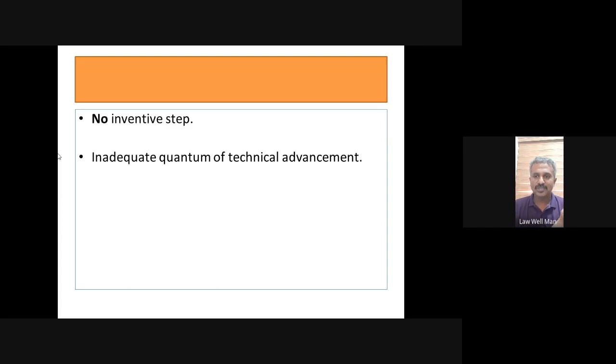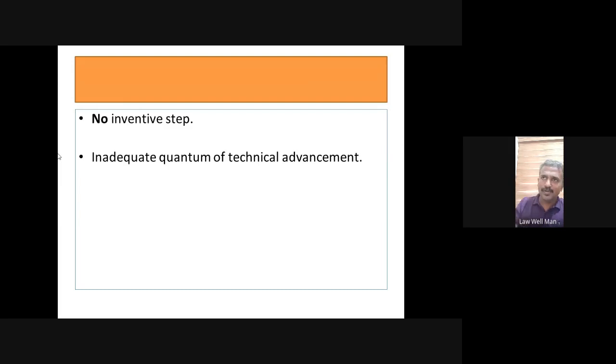So there is a measure, there is a quantum for that, and that will have to be considered in the light of each and every case, at least as an indicator from the point of view of this case. In the light of the present case, what we may have to understand is this: the quantum of advancement involved in this case, of some insubstantial addition here and there, will not constitute inventive step so as to constitute non-obviousness or inventive step under patent law.